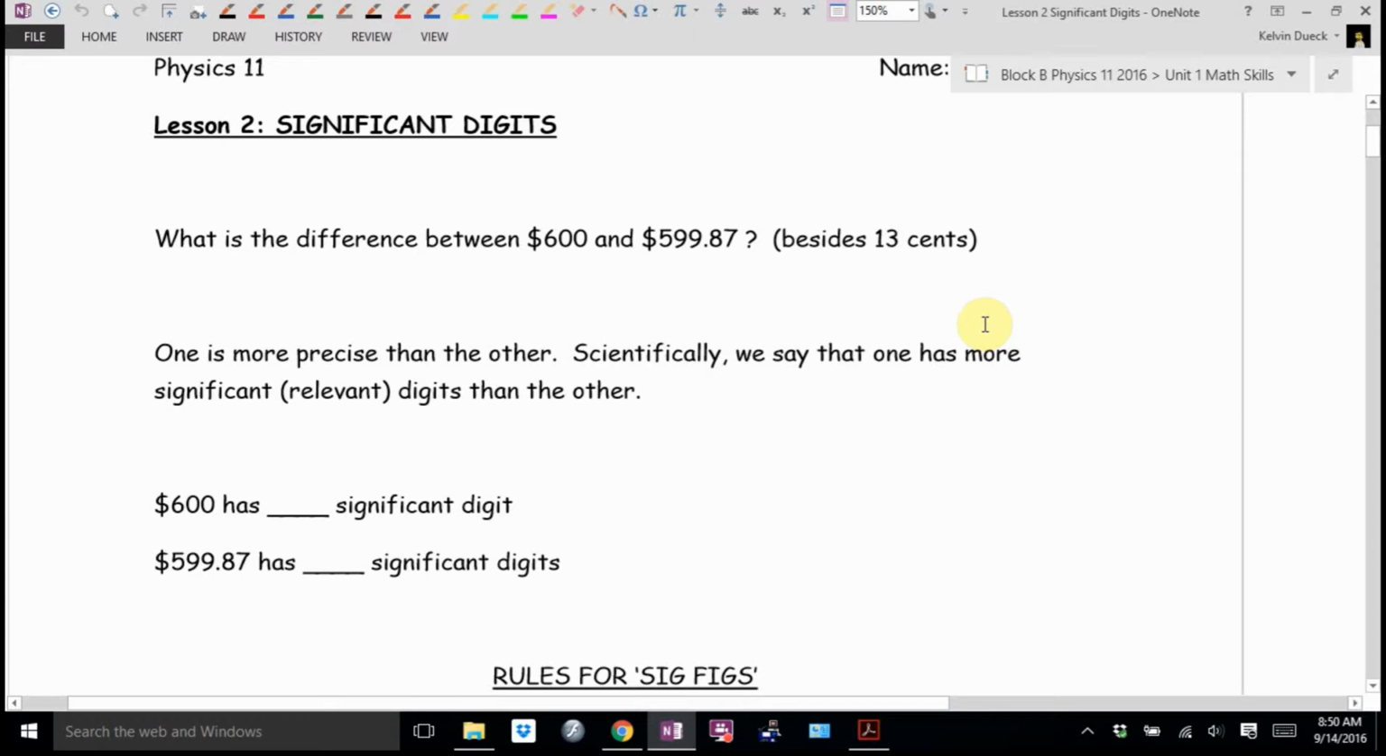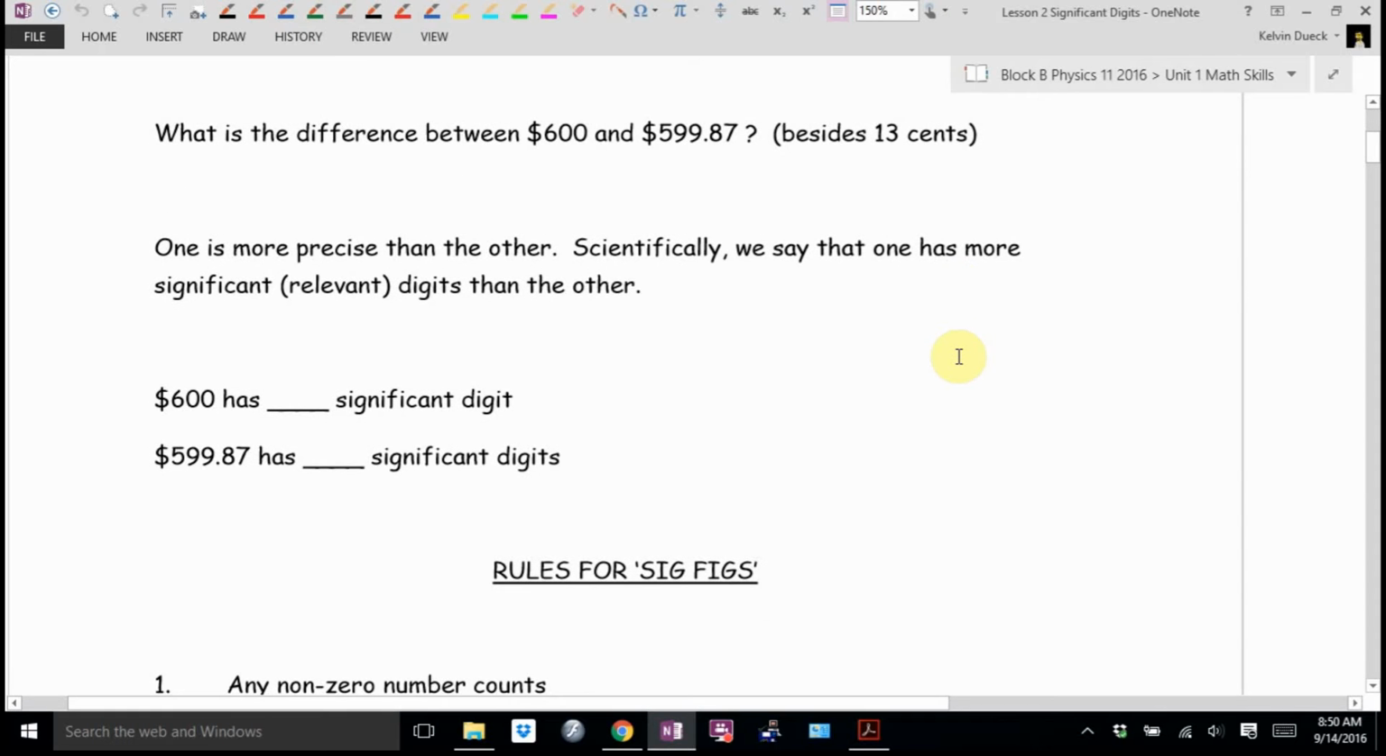What's the difference between $600 and $599.87, besides the obvious 13 cents? What's the difference between those two numbers? One is more precise than the other. Scientifically, we say that one has more significant or relevant digits than the other.